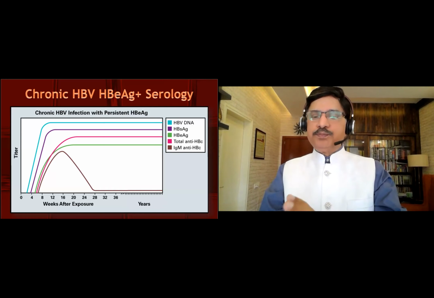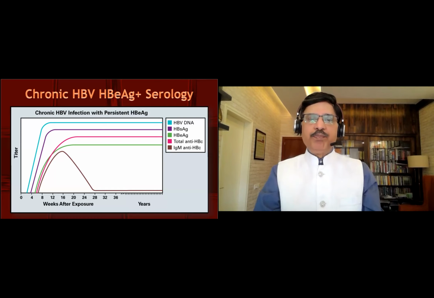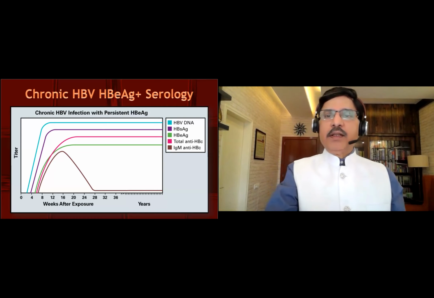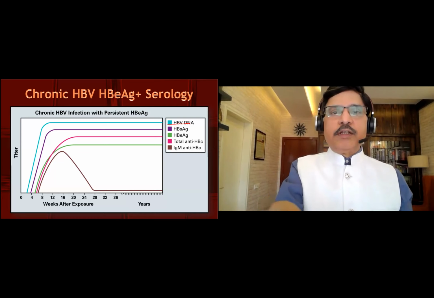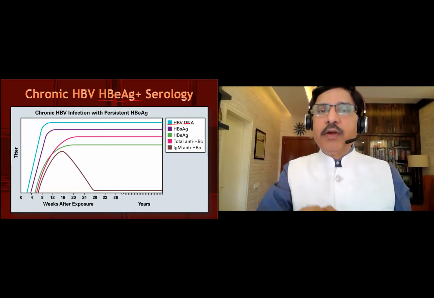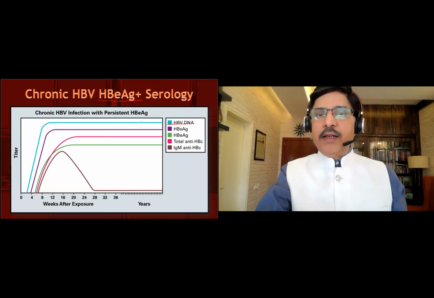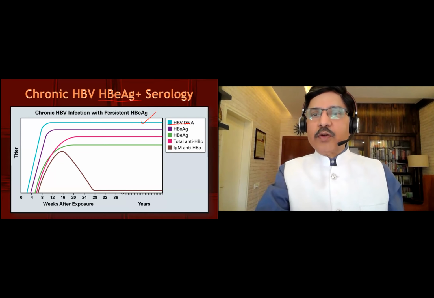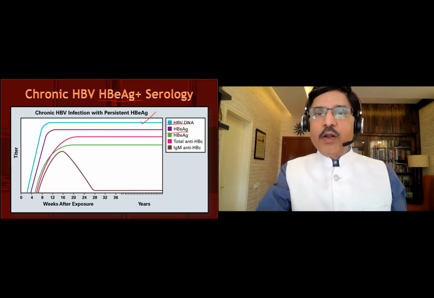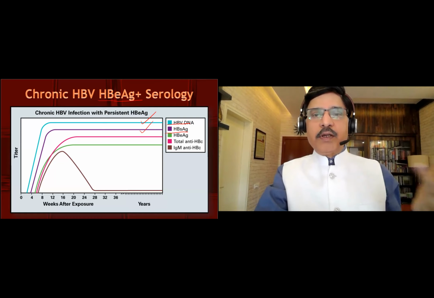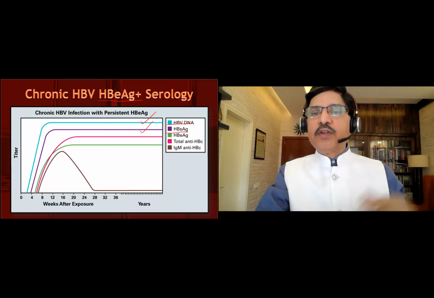Now, look at this slide. What are the various antibodies? This is the DNA. So this is a patient who is HBe positive. As I told you, HBe positive means active disease. Of course, he has the viral DNA. And he also has the HBs antigen there. That is the second one, because with viral multiplication, the surface antigen is also there.